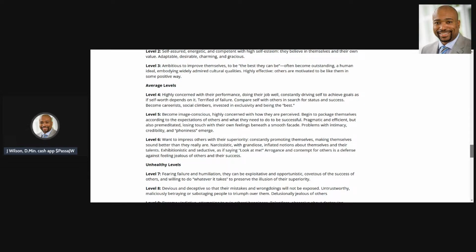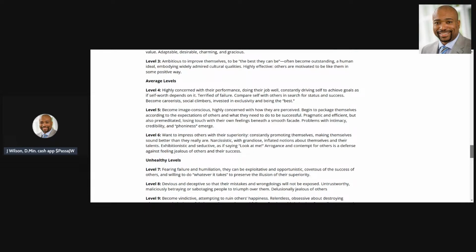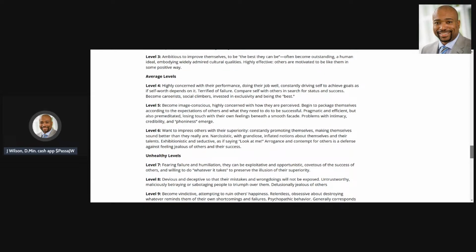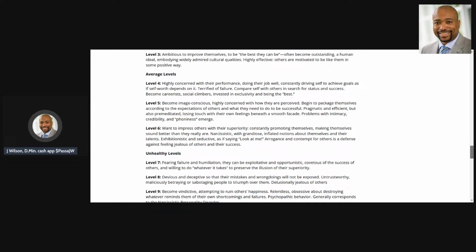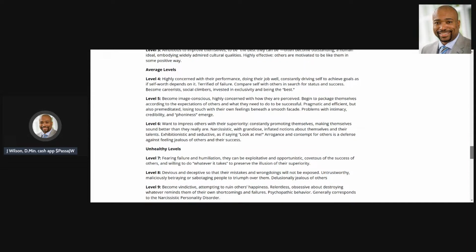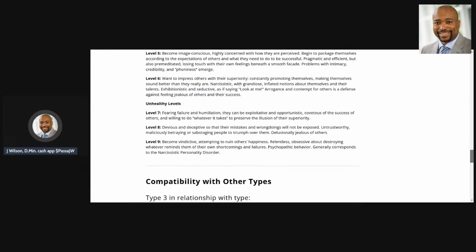goals, as if self-worth depends on it. They're terrified of failure, becoming image-conscious, highly concerned with how they are perceived, beginning to package themselves according to the expectations of others and what they need to do to be successful. They want to impress others with their superiority, constantly promoting themselves, making themselves sound better than they really are. Narcissistic, with grandiose, inflated notions about themselves and their talents.